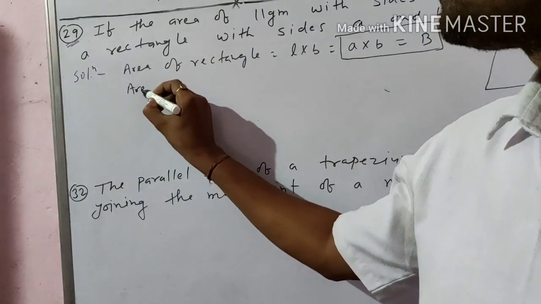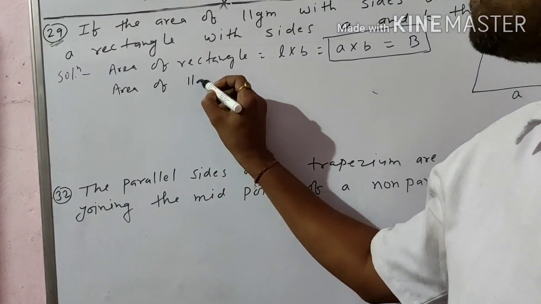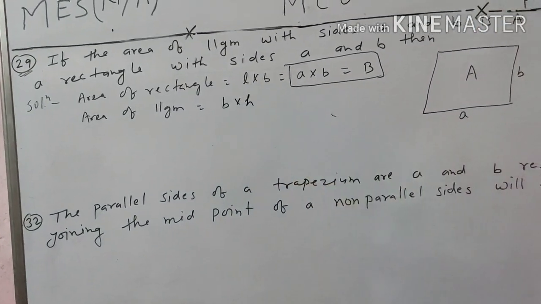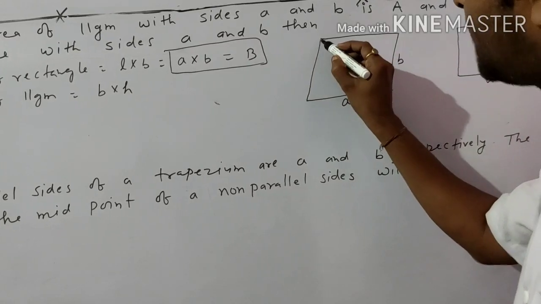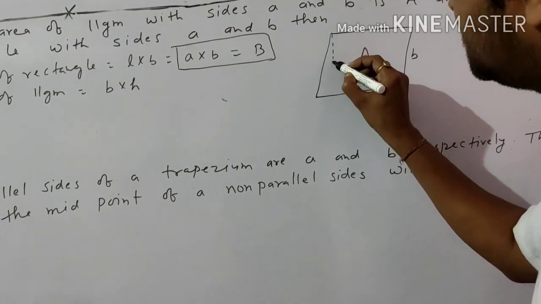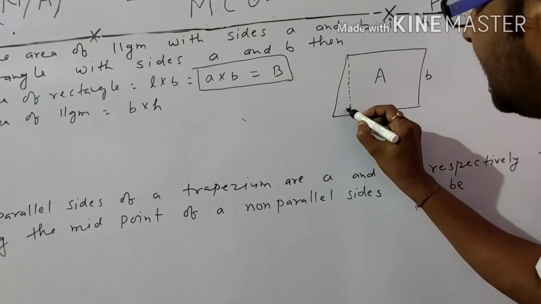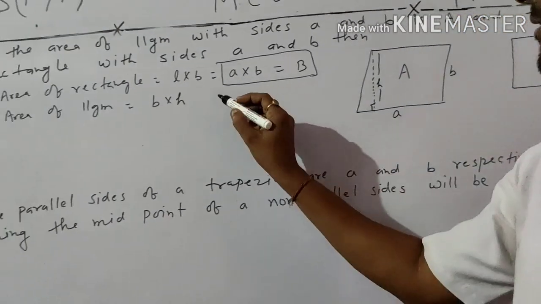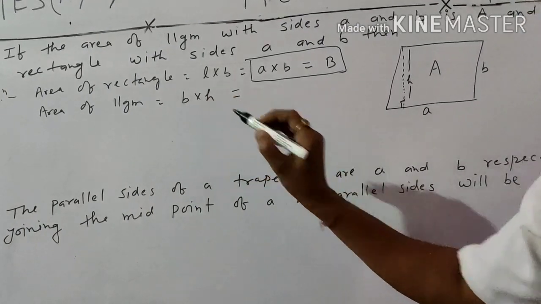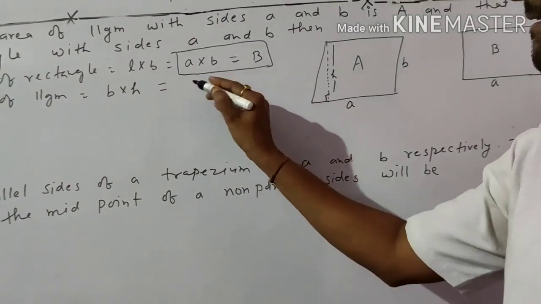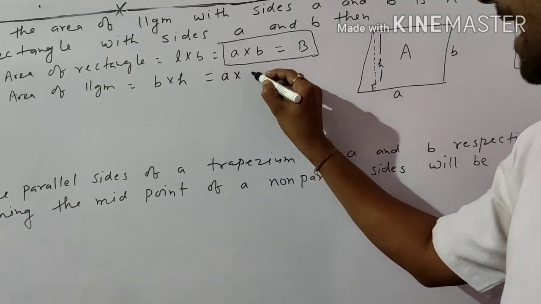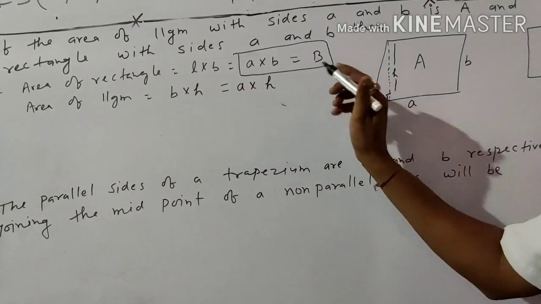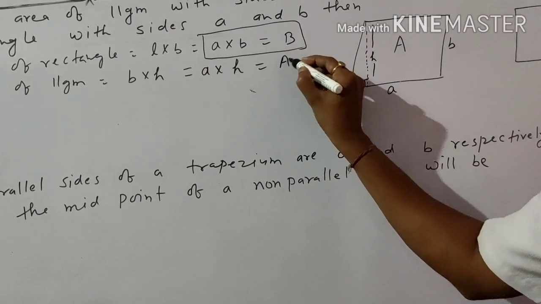Area of parallelogram is equal to base into height. Area of parallelogram is equal to base into height. Here, students, suppose this is the height and here makes 90 degree. We know that this is the altitude height. So we can say here base into height. That means base is the A and height is H. So we can say here A into H. This value is equivalent to A.